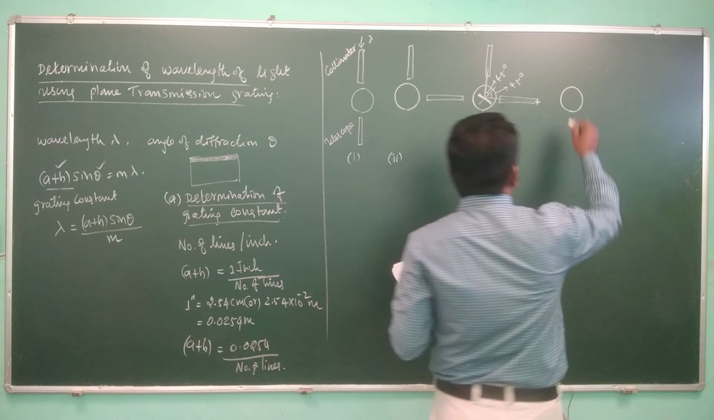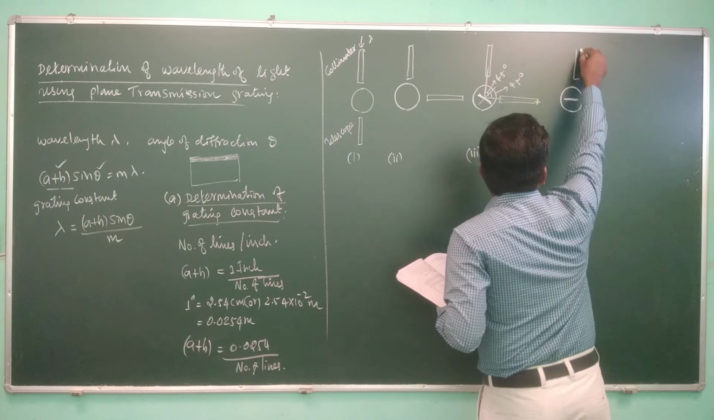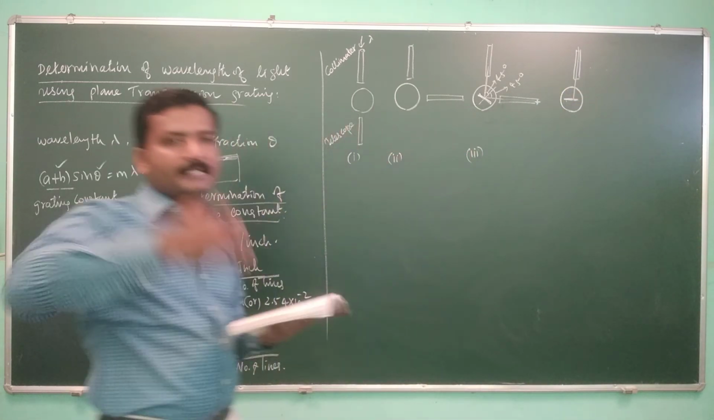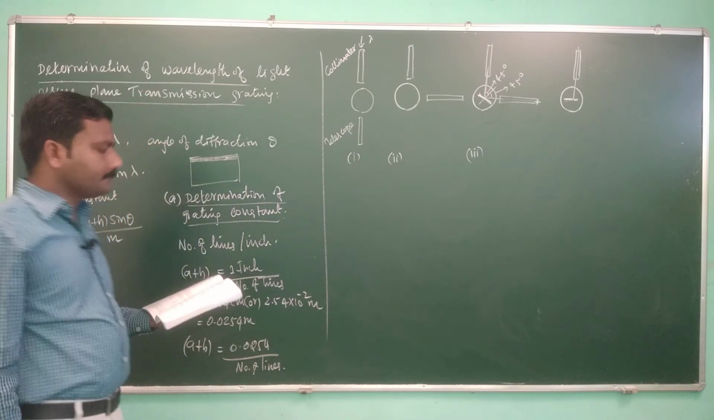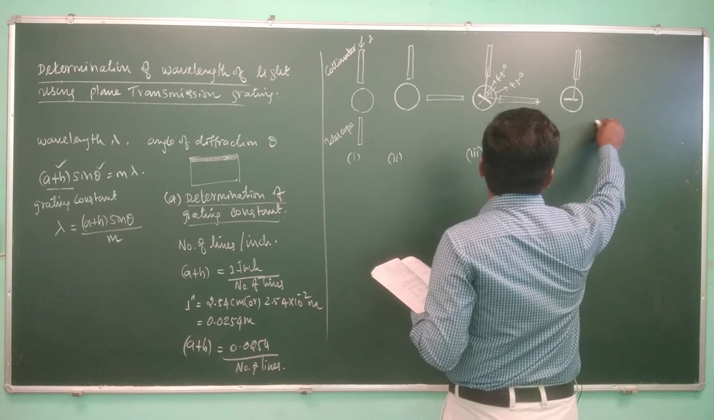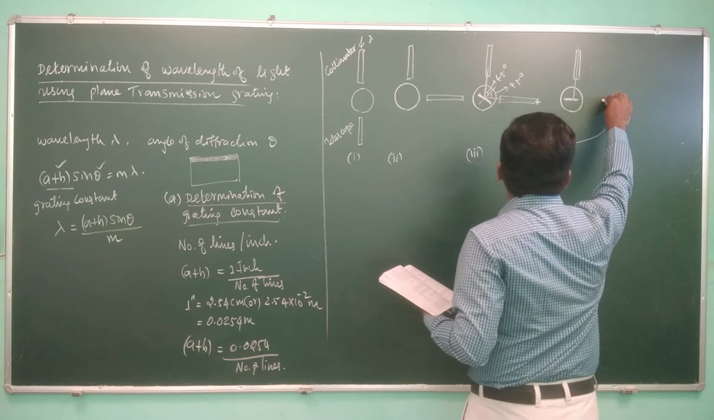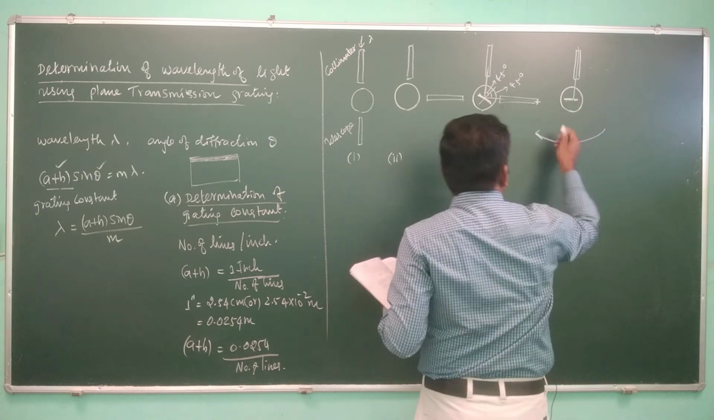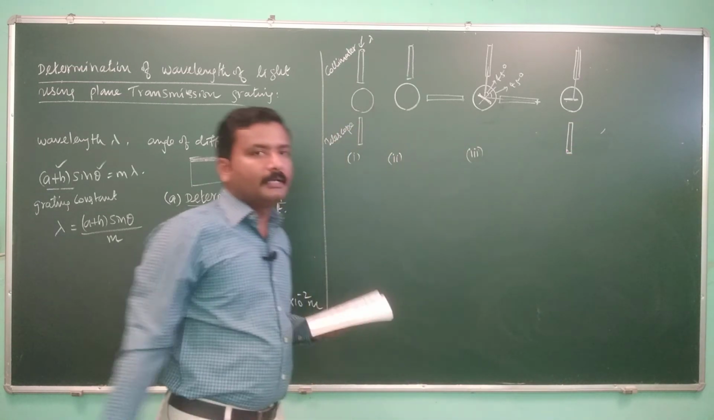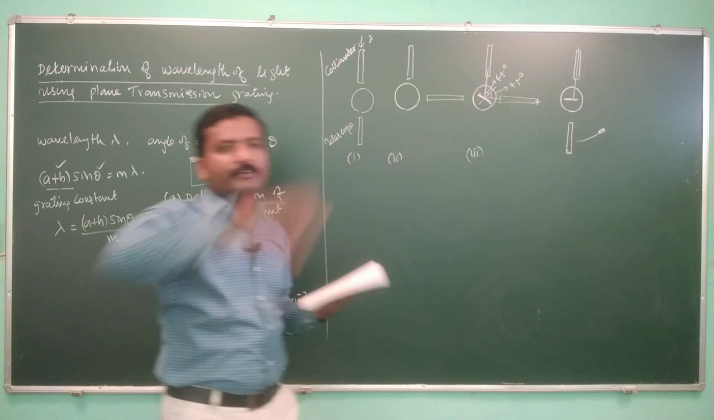Now if you rotate another 45 degrees, the grating will be exactly normal to the incoming light ray. The grating is placed exactly normal to the incoming light ray. Now we can move the telescope from this position to the straight line position. And if we move in this direction, we will get the diffracted light ray.